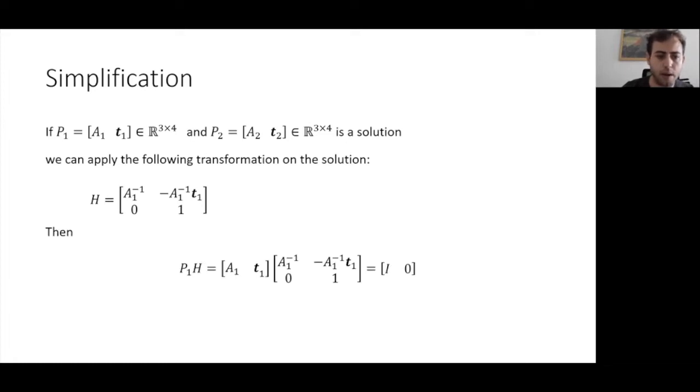And then when we apply this transformation on P1, we get P1 times H. We multiply P1 by H. So this is P1, we have H here. And if we do this multiplication, we get A1 inverse plus T1 times 0. So we get just identity here, and A1 times minus A1 inverse, which is identity, times T1, we get minus T1 from this multiplication, plus T1, so we get minus T1 plus T1, so we get 0 here.